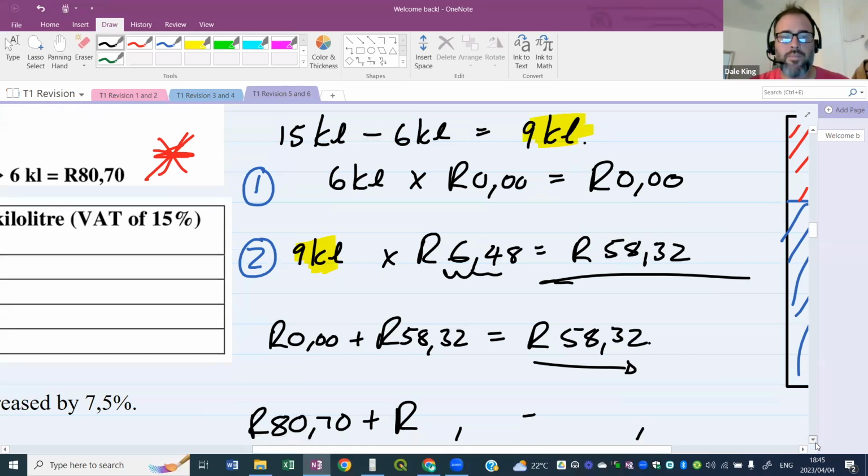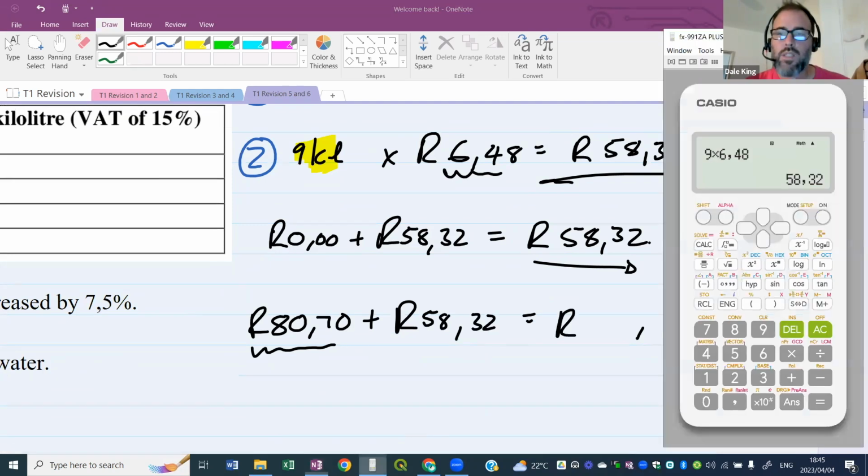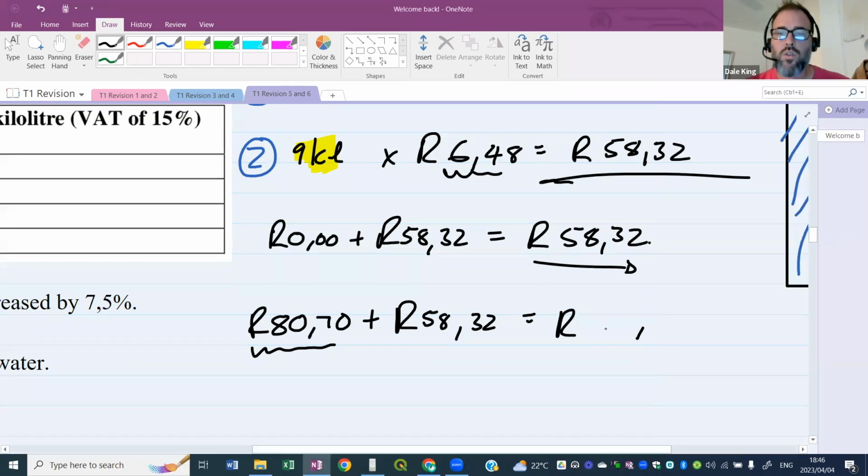Okay. So we're going to say the R80.70, why are we charging a fixed fee? Because we went over 6 kiloliters. So we have to charge this fixed fee. So it's the fixed fee plus the R58.32 equals... get the calculator. So it's R80.70 plus R58.32 is R106.02.